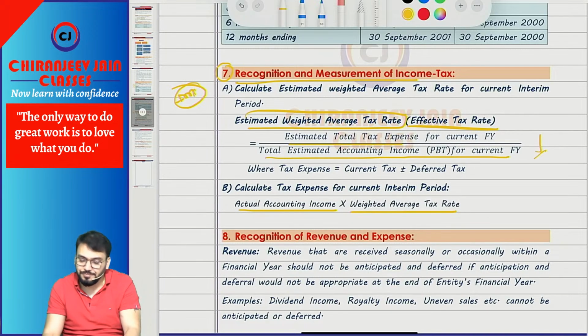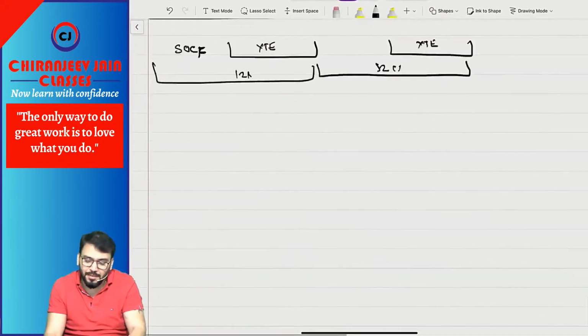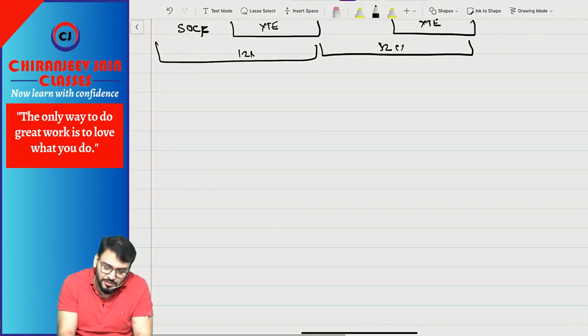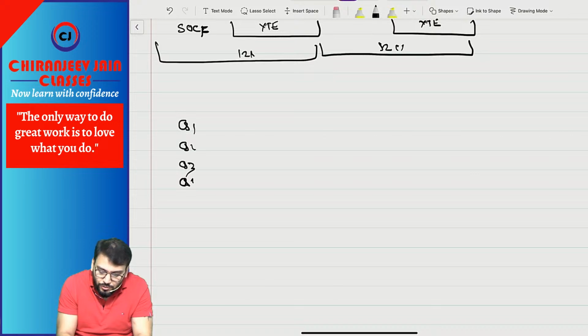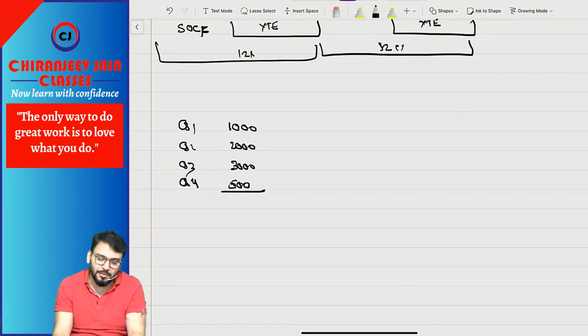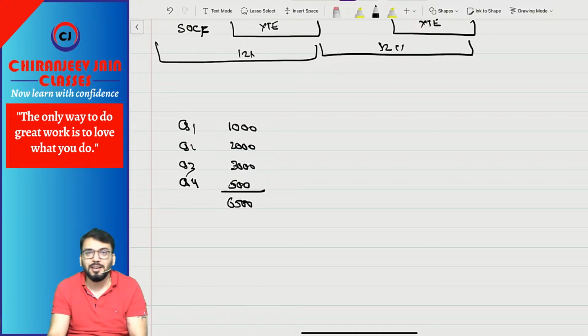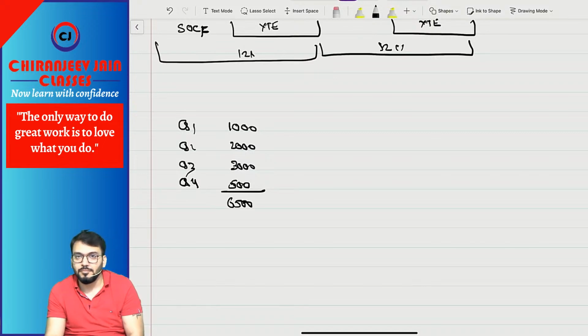For example, normally they ask this type of question. Suppose they will give Q1, Q2, Q3, Q4. They will give 1000 income, 2000 income, 300 income, 3000 income, 500 income. Total income how much? 6500. This becomes the accounting income. Understood?